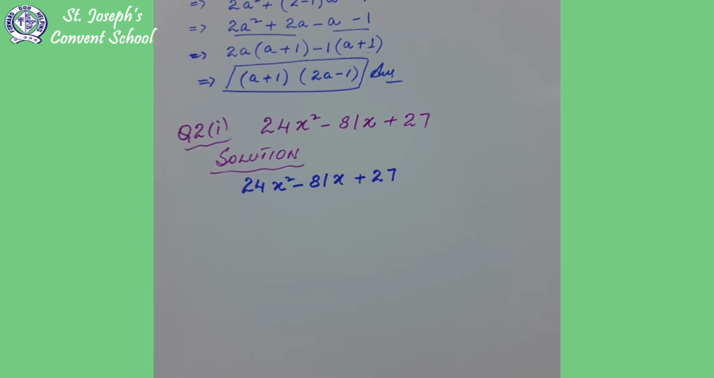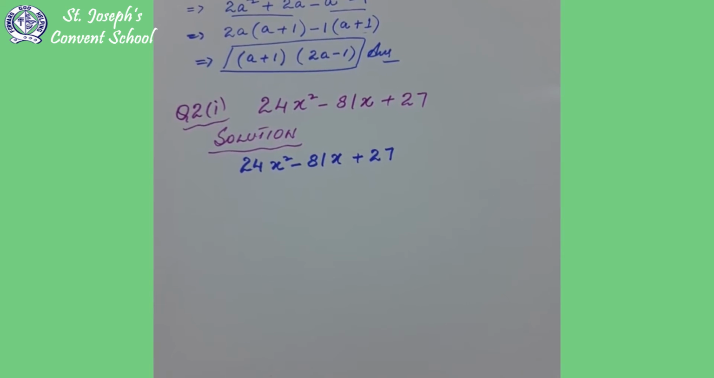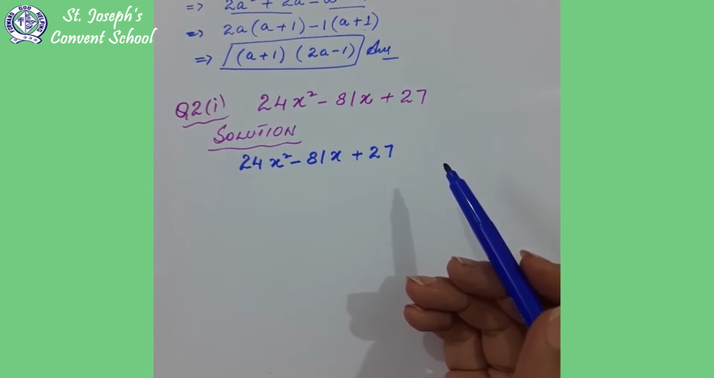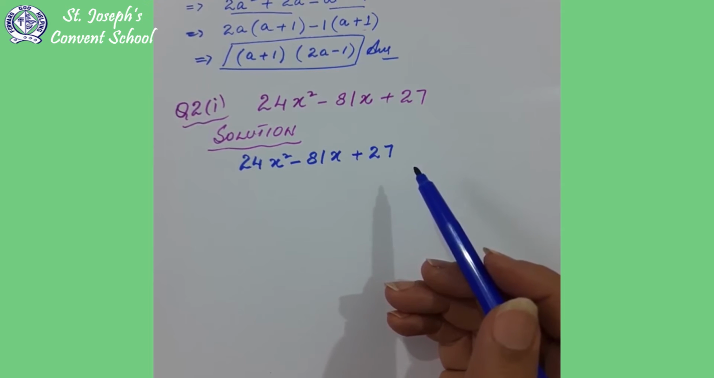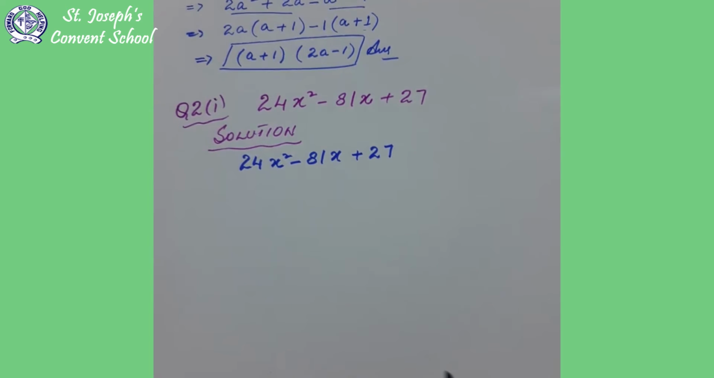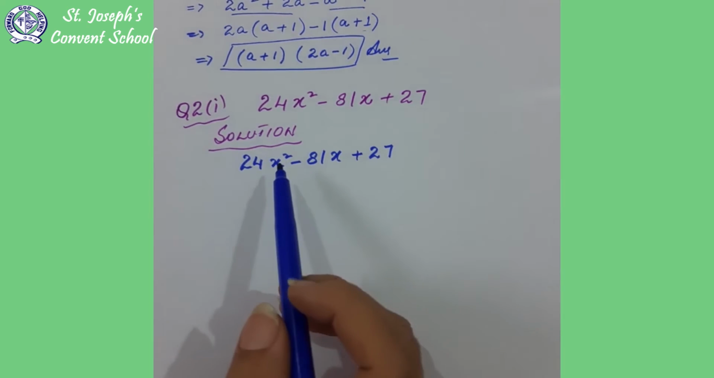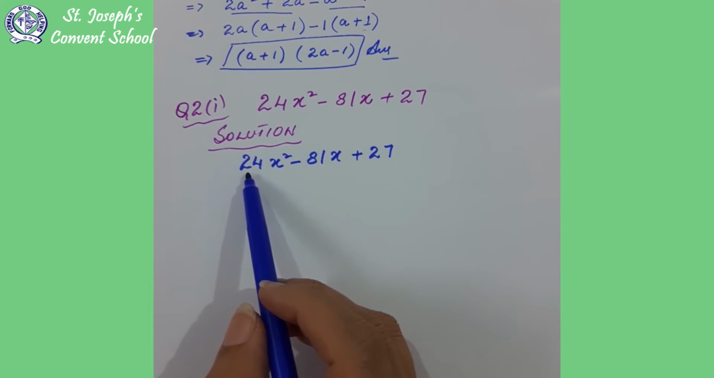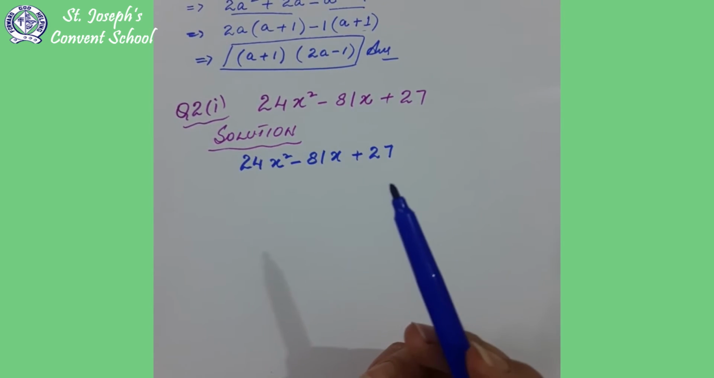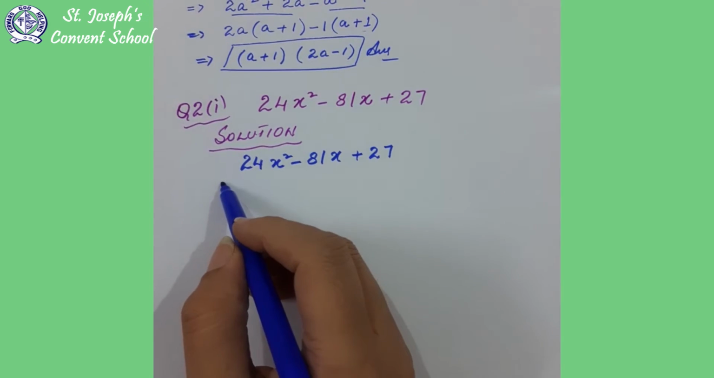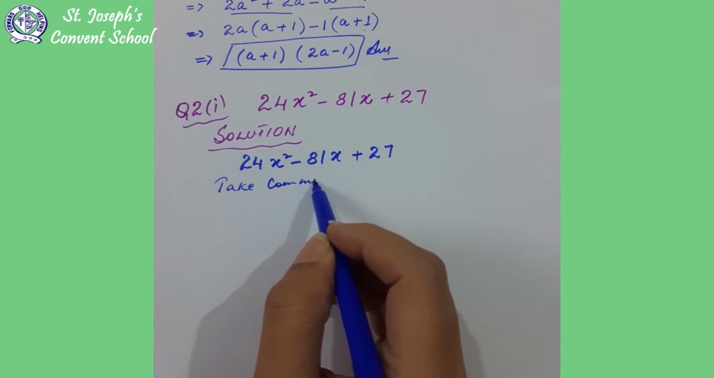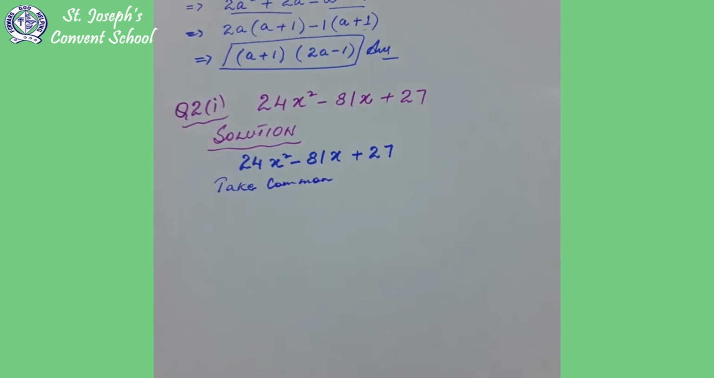What we usually do is multiply the first and last term, right? Here 24 into 27 gives a big number. So in these types of questions, we take out a common factor. Let's check if it is possible. You check whether 24, 81 and 27 all three go in the same table or not. Otherwise you will get a very big number and it is difficult to find the factors of a big number.